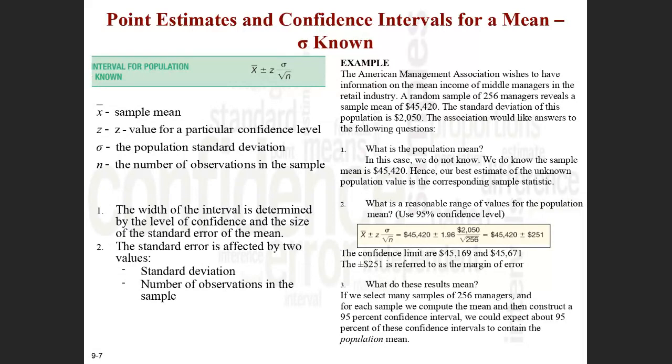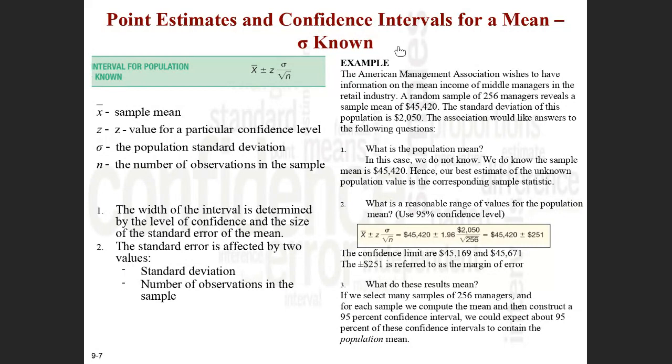All right. So point estimates and confidence intervals for a mean where the sigma is known. Okay. The x, sorry, this should be an x bar. Sorry, that's the sample mean. Z is the Z value for a particular confidence level. Sigma is the population standard deviation, and n is the number of observations in the sample. The width of the interval is determined by the level of confidence and the size of the standard error of the mean.